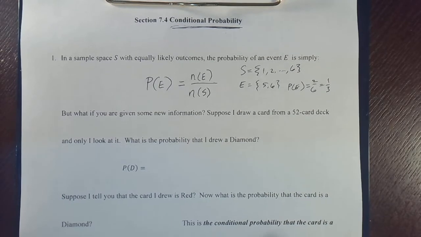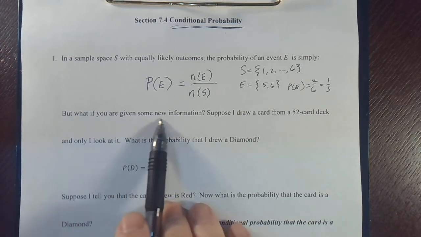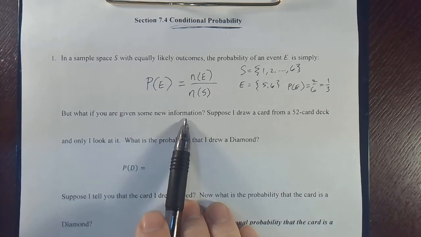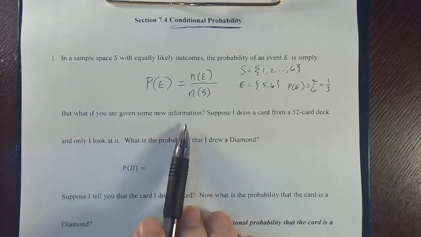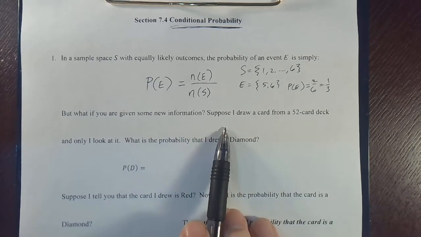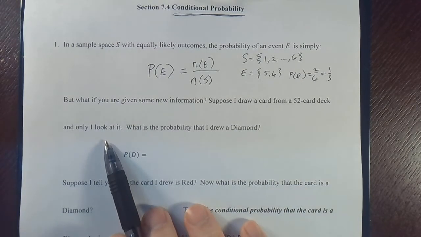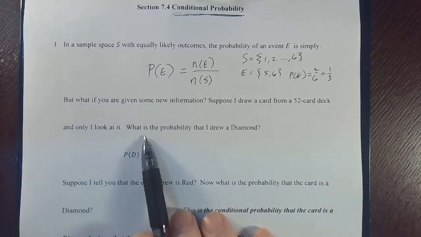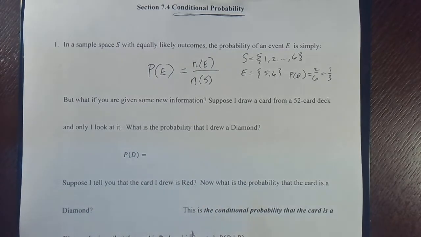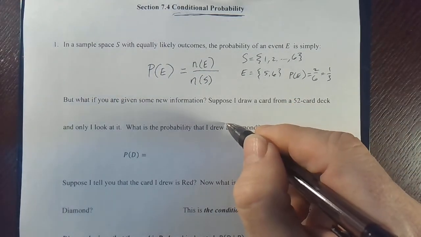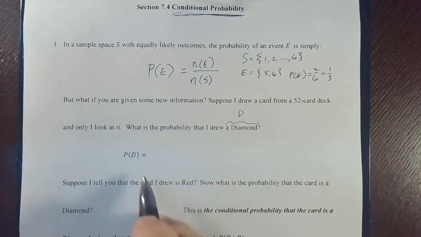All right, well, here's where conditional probability comes in. What if you're given some new information that might actually change that probability? This time, let's suppose I draw a card from a 52-card standard deck of cards. Only I look at it. You don't know what it is. What is the probability that I drew a diamond? Well, I'm being a little informal here. I'm going to call capital D the event that it's a diamond.